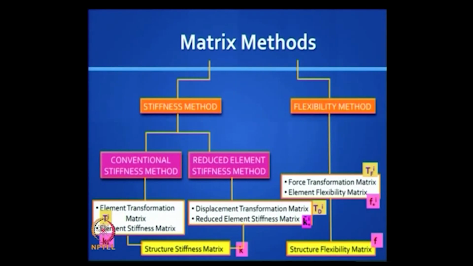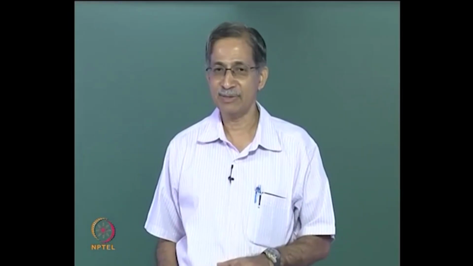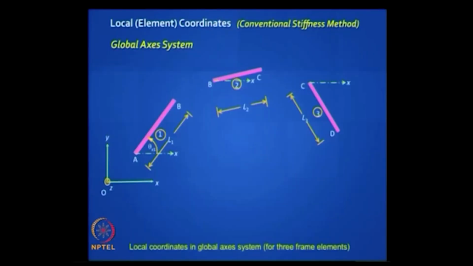And you learn the flexibility method. What we are trying to do in this course is to cover everything, but for manual use, to demonstrate in the class and so on, it is probably easier to use the reduced element stiffness method. But we will do both, because we would like to know how the black box in the computer works. So you should see the big picture. So we begin with the conventional stiffness method. So let us take a fresh look at this conventional stiffness method.